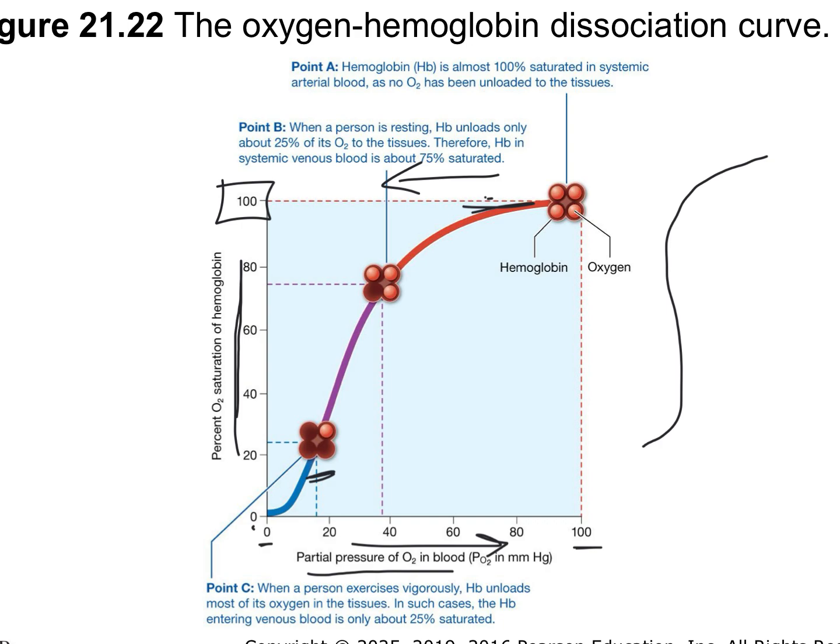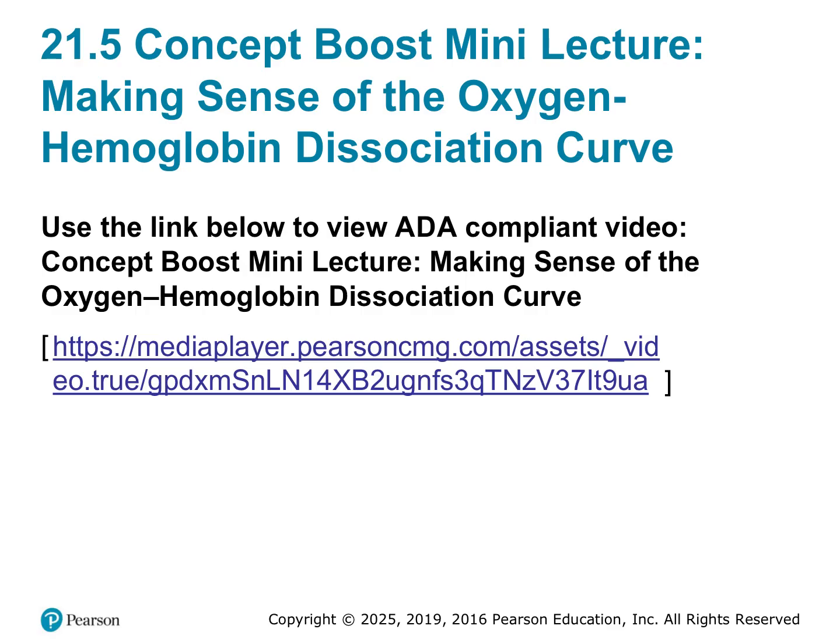So this supports what we were talking about. We have high oxygen levels in the lungs, the partial pressure of oxygen is high in the lungs. So that's going to cause hemoglobin to have higher affinity and grab hold of the oxygen, which is what we want to happen in the lungs. And then when we get to the tissue level, we have a lower partial pressure of oxygen, and that's going to cause hemoglobin to let go of the oxygen, which again is what we want to happen so that we can deliver oxygen to the cells. Another video in the PowerPoint you can watch.